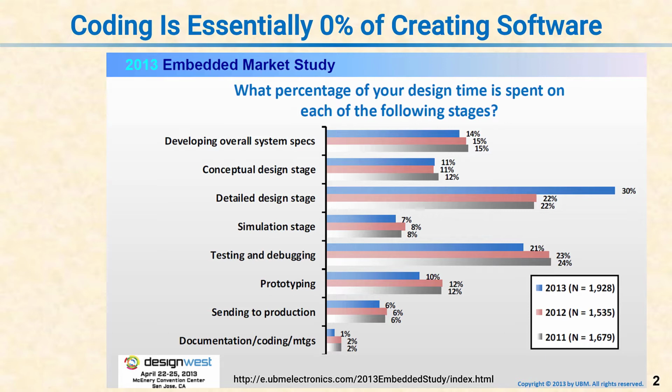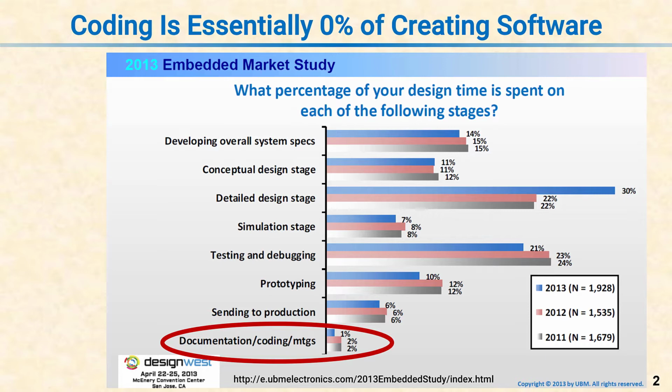There's creating system specs, otherwise known as requirements, conceptual high-level design, detailed design, running simulations, testing and debugging, prototyping, and sending to production. At the bottom of this chart is documentation, coding, and meetings, and it runs 1 to 2% of the entire effort to create software. What this is saying, at the risk of oversimplifying, is that coding is basically 0% of creating software.